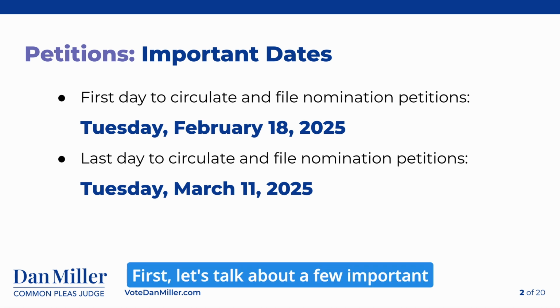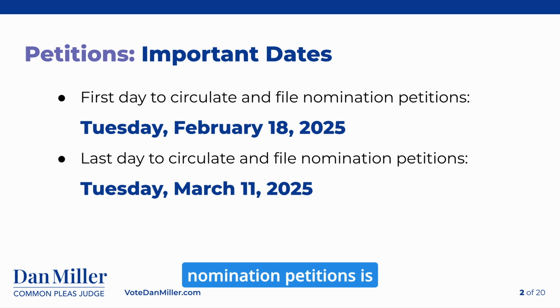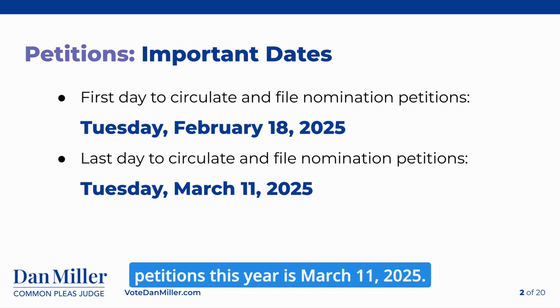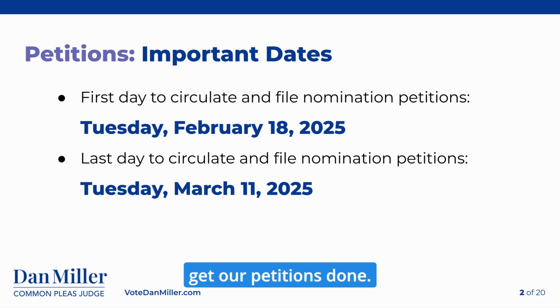First, let's talk about a few important dates related to petition circulation. The first date to circulate and file nomination petitions is Tuesday, February 18th, 2025. The last day to circulate and file petitions this year is March 11th, 2025. That gives us the normal 3 weeks to get our petitions done.